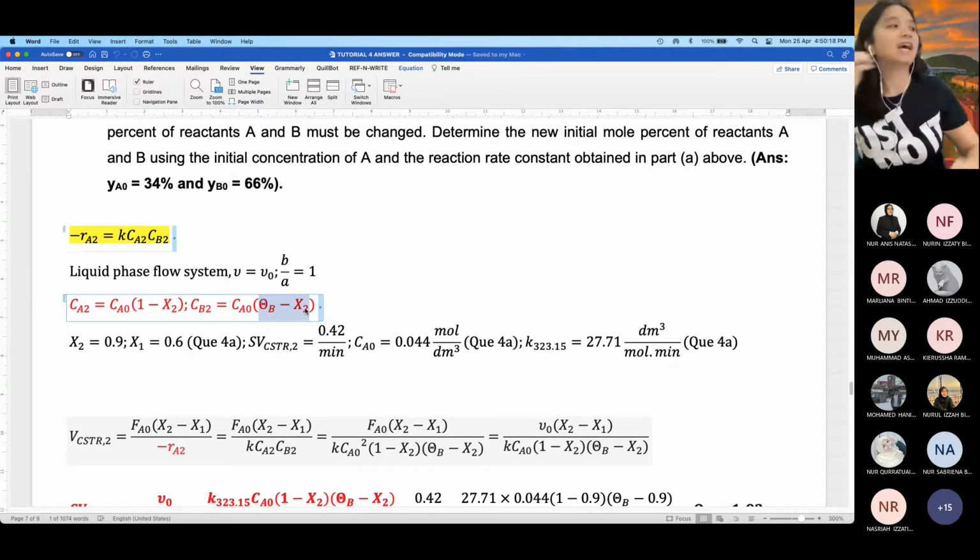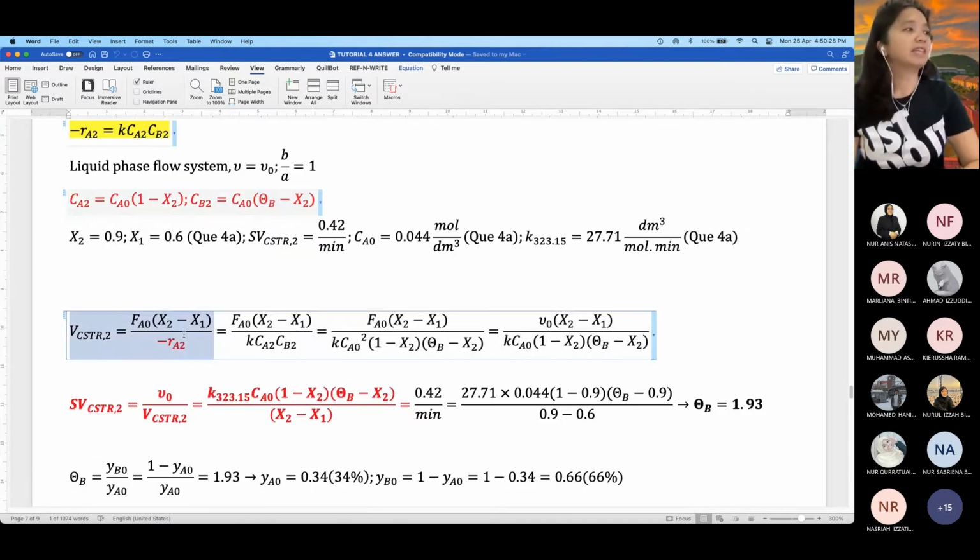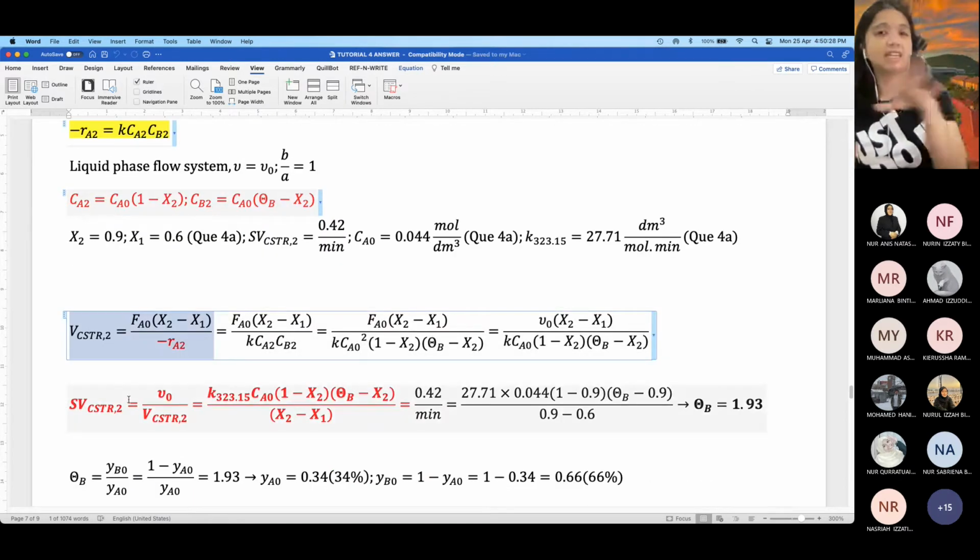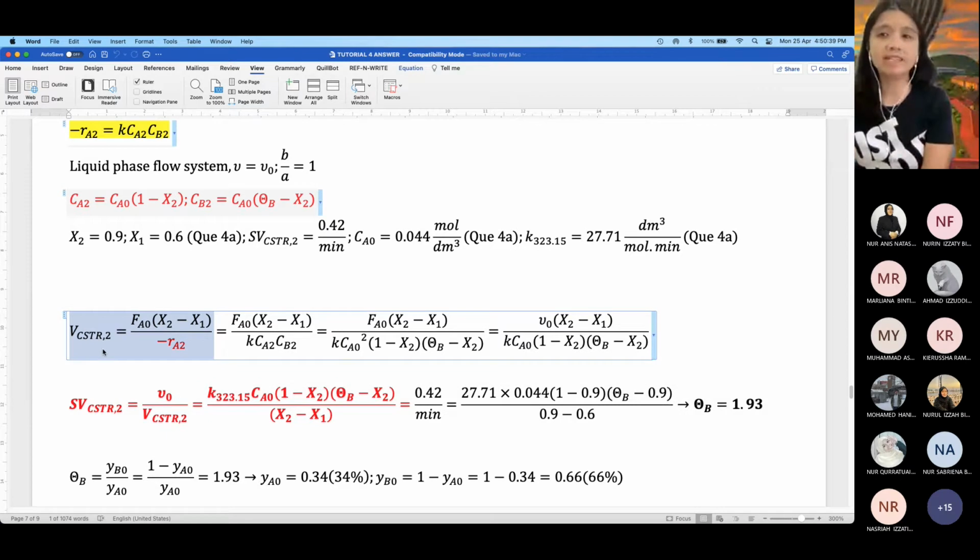Okay, settled. Okay, now part yang how do we combine all this information? Sebab as I told you, dalam chapter 4 saya tak ajar reactor in series punya design equation. But you have learned in chapter 2 a little bit. Okay, apa maksud dia? Okay, dalam chapter 2 you have learned volume of the second CSTR, okay, kalau bersiri equals to FA0 in bracket X2 minus X1 per minus RA2. This one kamu belajar dalam chapter 2.